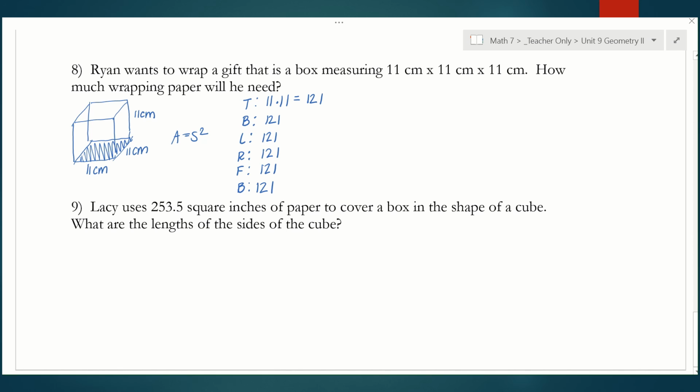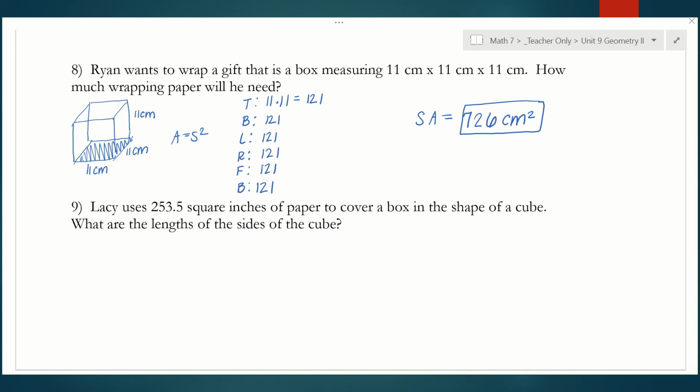All right, so how much wrapping paper will he need? Let's see, we need to add up 121 6 times, or 121 times 6. And I'm going to get that I need 726 square centimeters of wrapping paper.